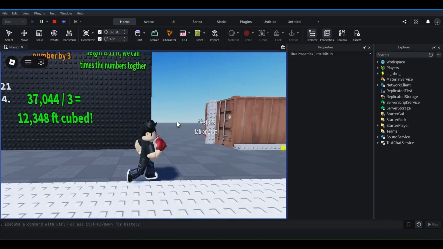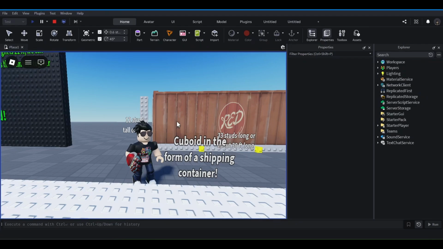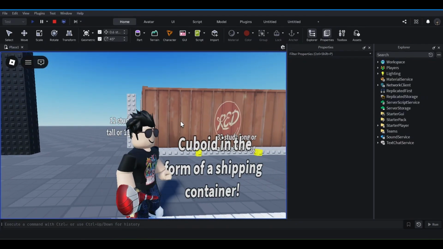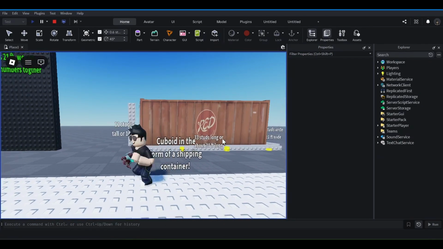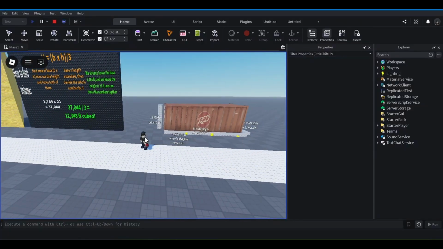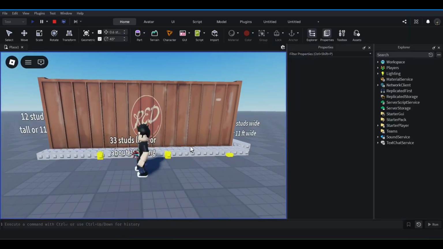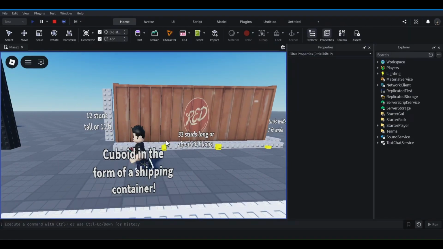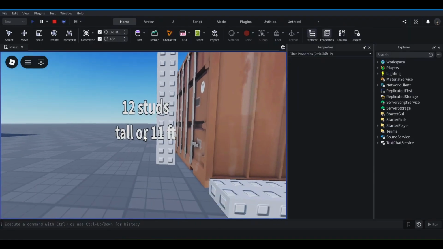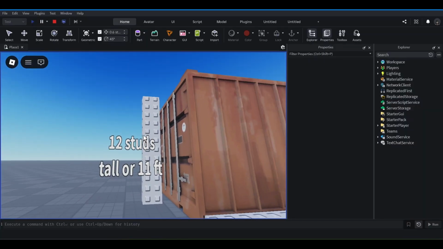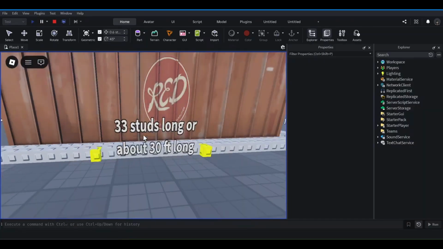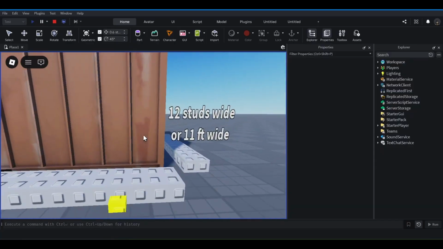Okay, now that was our pyramid. Let's move on to the next shape, which is actually our cuboid, or a rectangular prism, in the form of a shipping container. Now, this is a little bit different because now we don't only have 2 lengths, but now we have 3. So we gotta watch out for the third one. Okay, so we know that this is about 11 feet tall, and this is about 30 feet long, and it's also 11 feet wide.